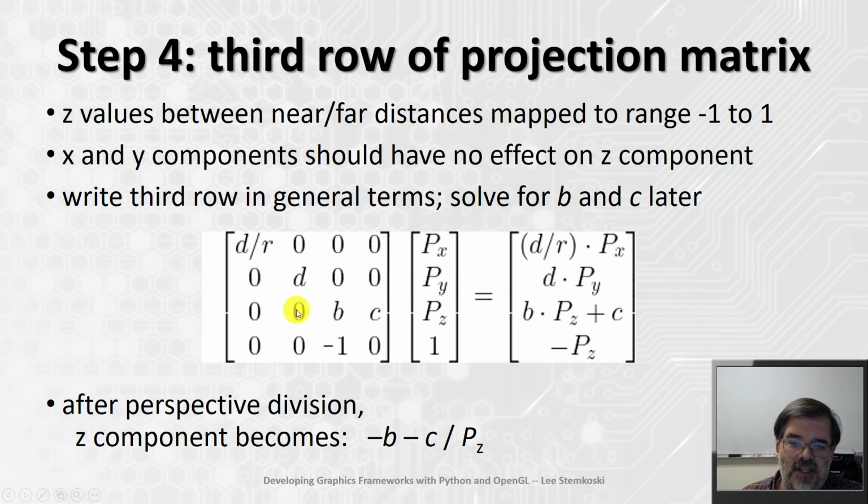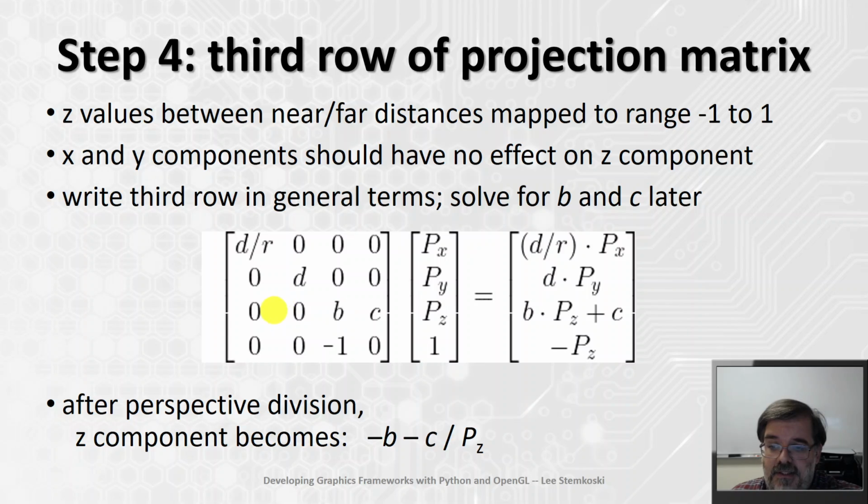Since x and y should have no effect on this component, we'll put zeros in these first two spaces. So the x and y will be multiplied by zeros and have no effect. The other entries, we're not sure what they should be yet, so we'll just fill them in with some constants, b and c, and we'll solve for those later on.